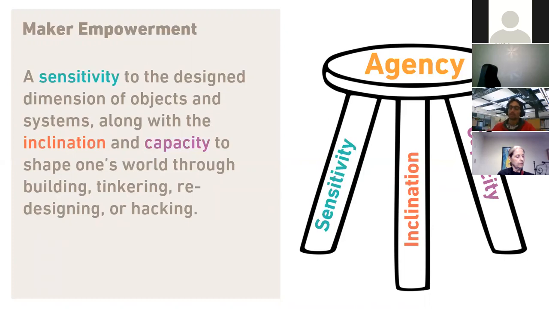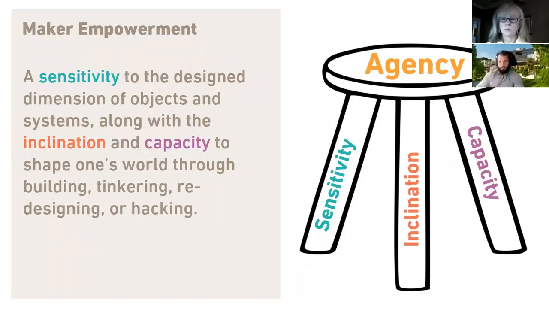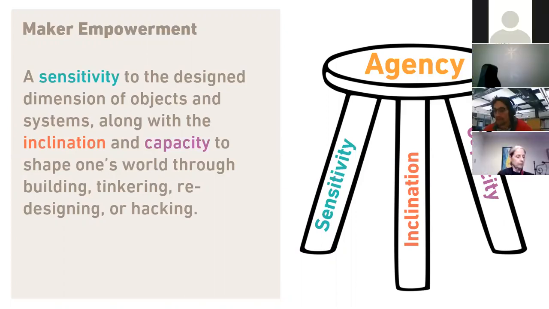So a very simple example is bike riding. A bike rider has the capacity to ride the bike. They know how to stay balanced. The inclination, they enjoy riding the bike. And the final one is the sensitivity to the opportunities of when they can ride the bike. And with all three of those things, they'll go out for a bike ride.